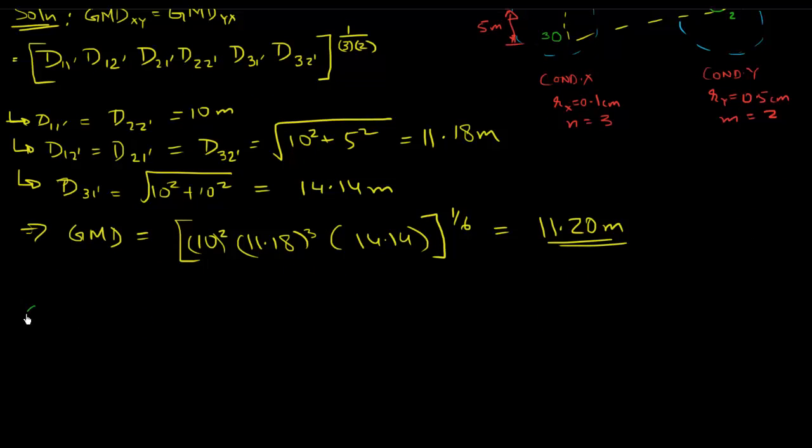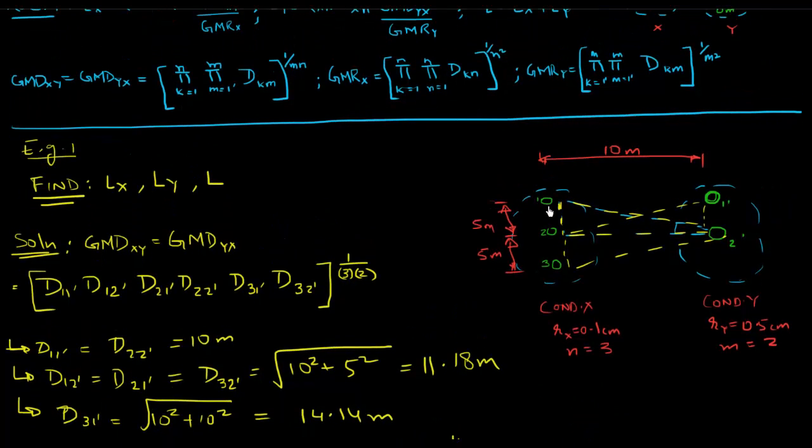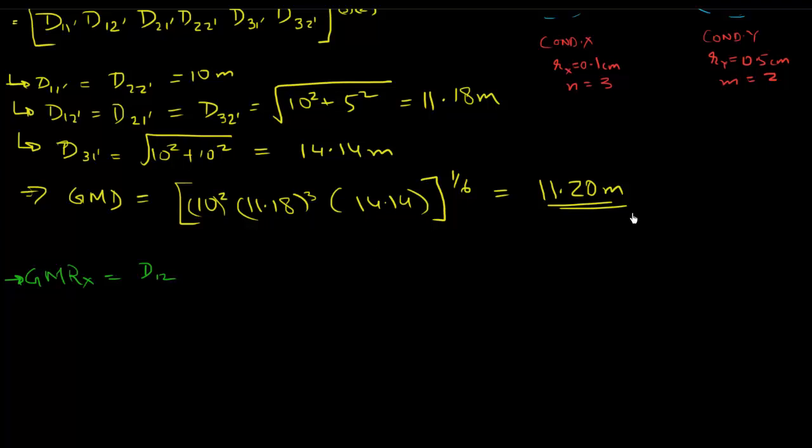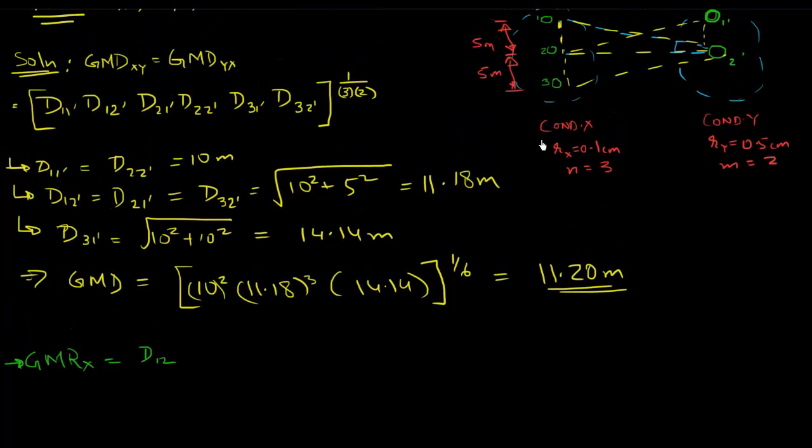Let us calculate our GMR X next. So GMR X is nothing but a product of all the distances between all the strands in conductor X. So D1 to 2, D1 to 3, D2 to 1, D2 to 3, D3 to 1, and D3 to 2 raised to the power 1 by n square. So n is 3, 3 square.